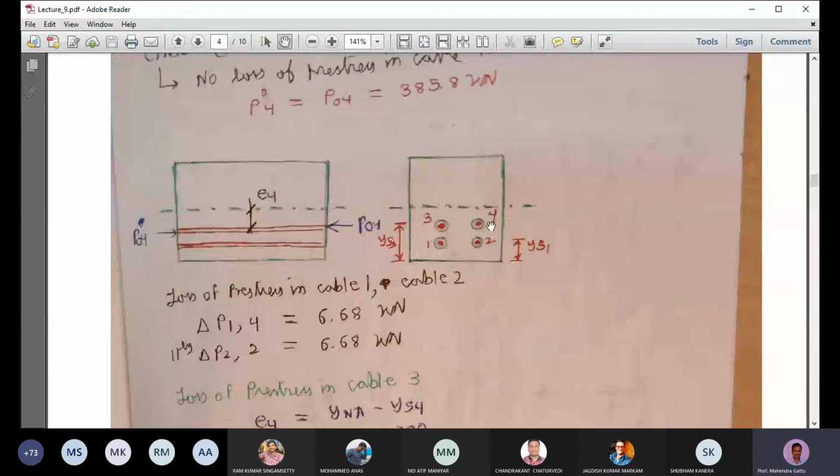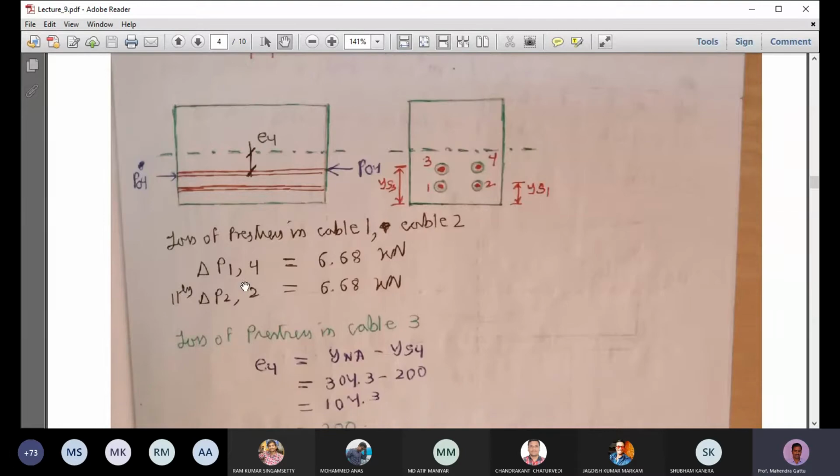So if you compare with the previous calculation, the same calculation will repeat for loss of stress in cable 1 and cable 2. Because cable 3 and cable 4 are at the same level, when you pre-stress with P04, cable 1 and cable 2 will respond in the same way as when cable 3 was pre-stressed. So we had loss of pre-stress force in cable 1 due to post tensioning of cable 4, the same value, which we calculated as 6.68 kilonewton. Similarly, for loss of pre-stress force in cable 2, here the subscript is 4. I made an error here. It's subscript 4. It will be 6.68 kilonewton.